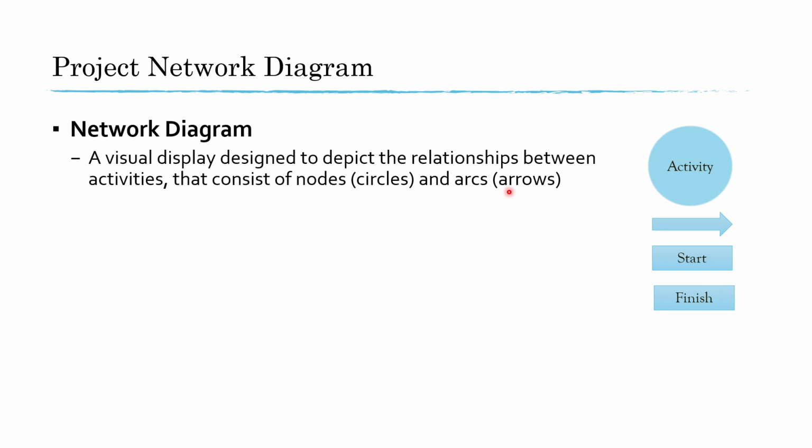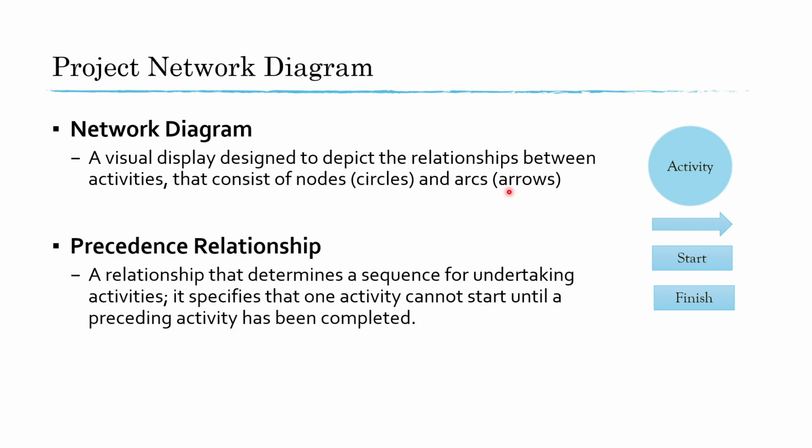Another important information that we need to draw a network diagram is the precedence relationship. The precedence relationship provides us the information to draw the project network diagram. The precedence relationship determines the sequence of activities. The most common precedence relationship is when one activity cannot start until another activity has finished.